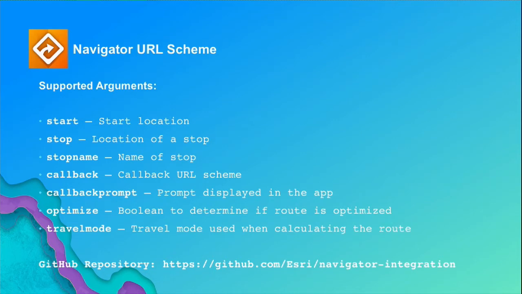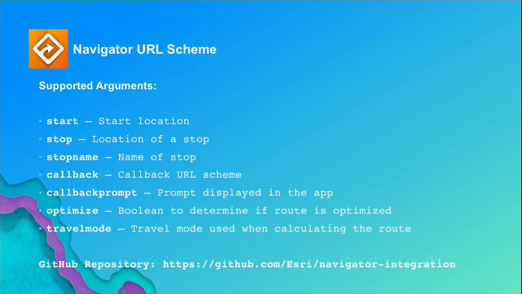You can also provide a callback and a callback prompt. If any of you have used Explorer or Collector or Workforce, you'll notice that you can get directions to something, an assignment or a feature within that map. And then that takes you to Navigator. And once that navigation route is complete, it will prompt you to go back to whatever the originating application was. And this is essentially what the callback scheme does. This is important to note. So if some of you are using your own custom application for anything, you could easily integrate Navigator into your custom application, and then it would give the field worker an easy way to get back to whatever your custom application might be.